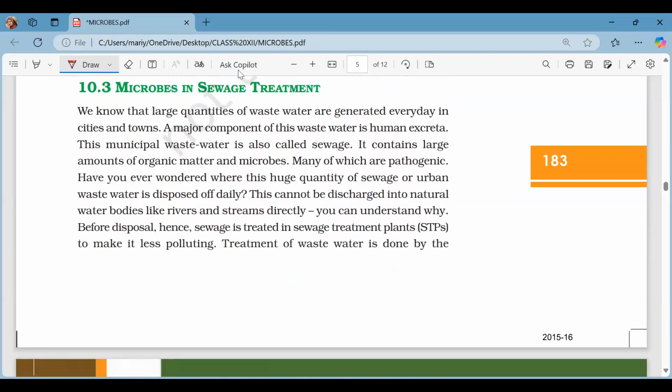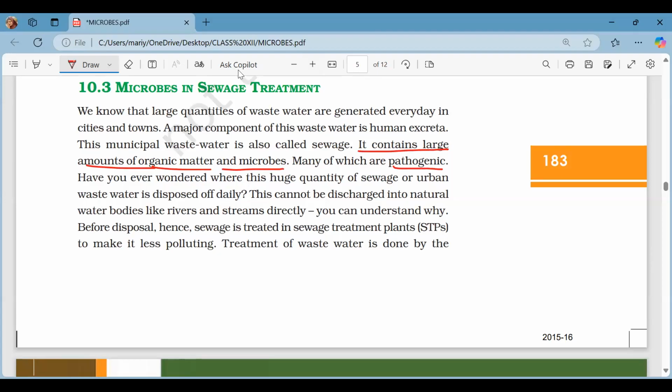Then coming on to the use of microbes in sewage treatment. Sewage is the wastewater generated every single day, right? A major component of this wastewater is human excreta. All of the effluents of the house make the sewage. The municipal wastewater is also called sewage. It contains a large amount of organic matter and microbes, many of which are very pathogenic. Obviously, in human excreta there will also be microbes, so it will be very pathogenic.